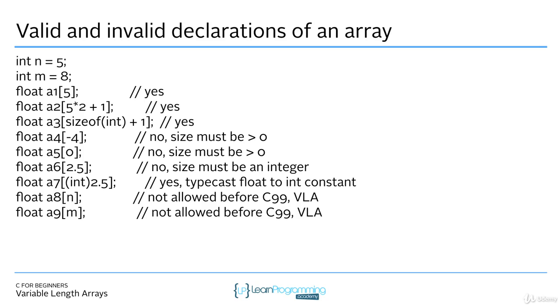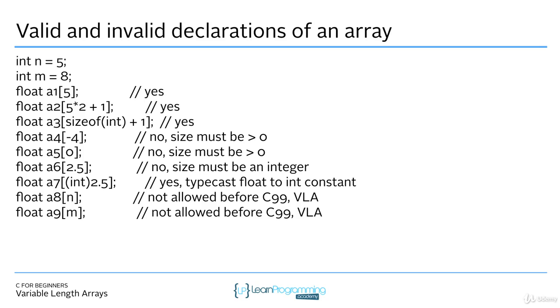Perfectly fine if you're setting an array to a specific size like 5. You can use expressions when you assign the size of an array. So in the next example, 5 times 2 plus 1, that's fine. The other thing to notice here is we're using the sizeof operator. And that's perfectly fine too, because that's going to return an int, right? sizeof int is going to either return 4 or 8 depending on the machine you're running on. And then you're adding 1 to it, perfectly fine.